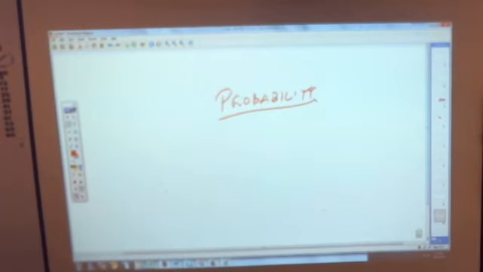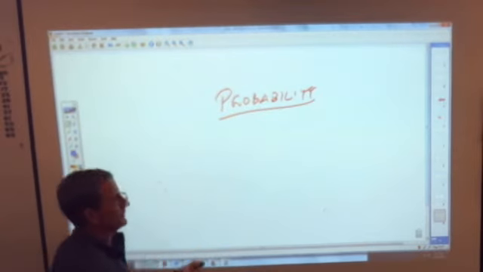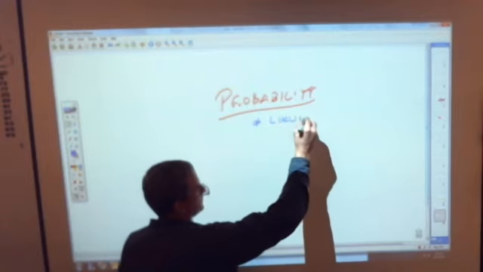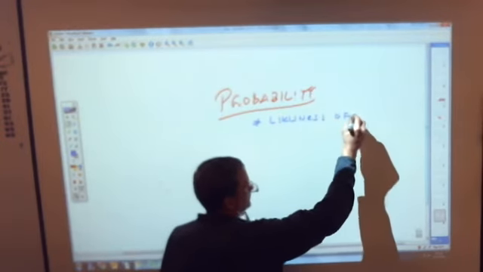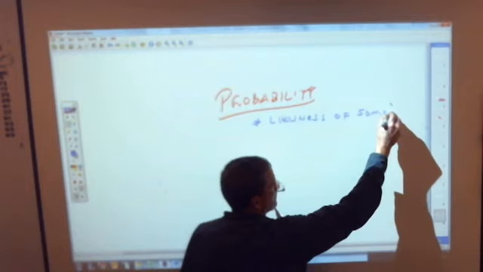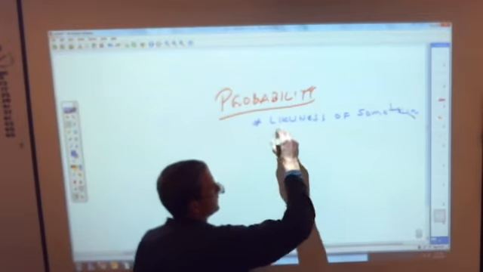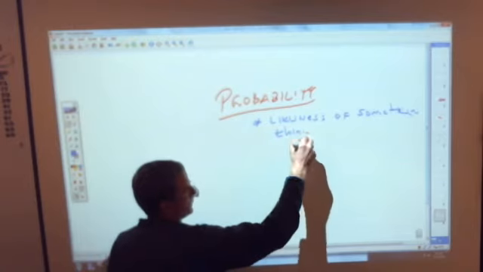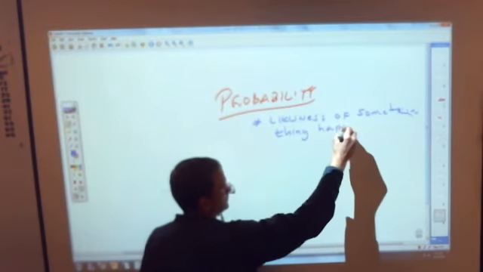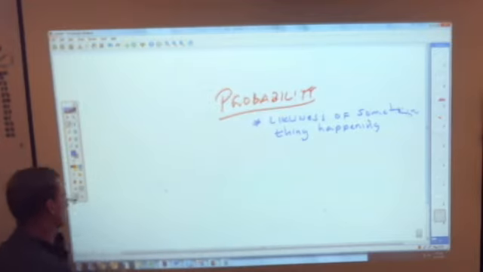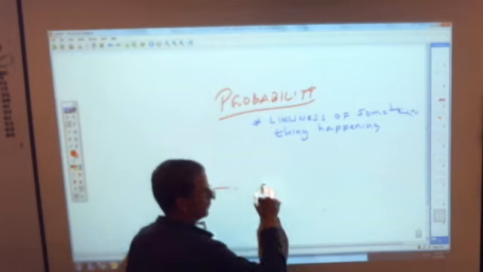In math, when we talk about probability, probability is the likeliness of something happening. And generally speaking, for all intents and purposes, we usually express probability in a fraction form.